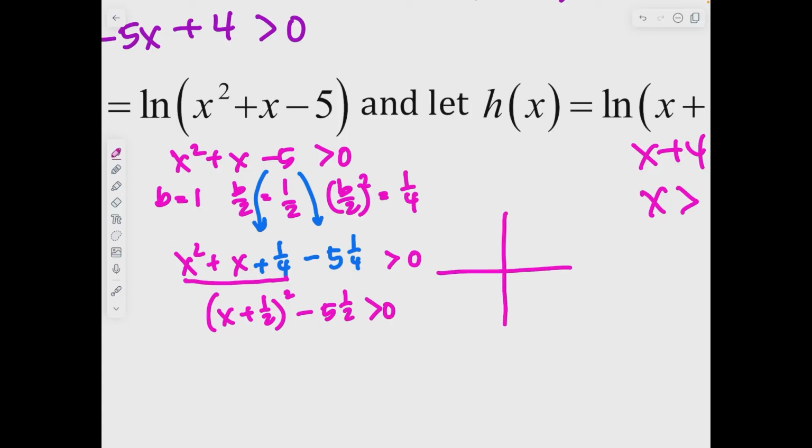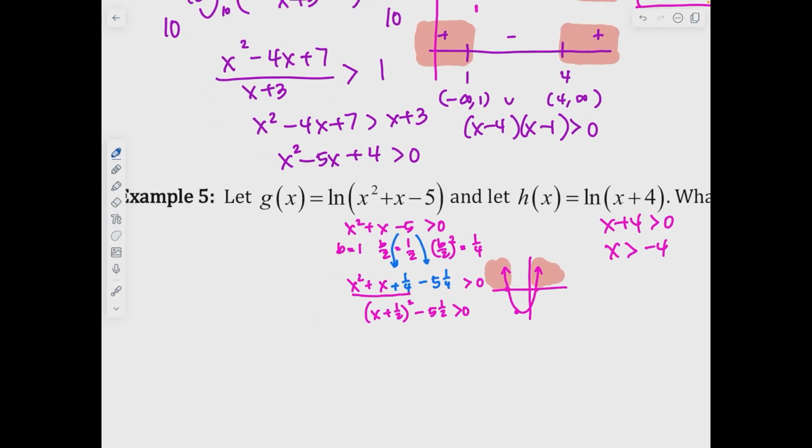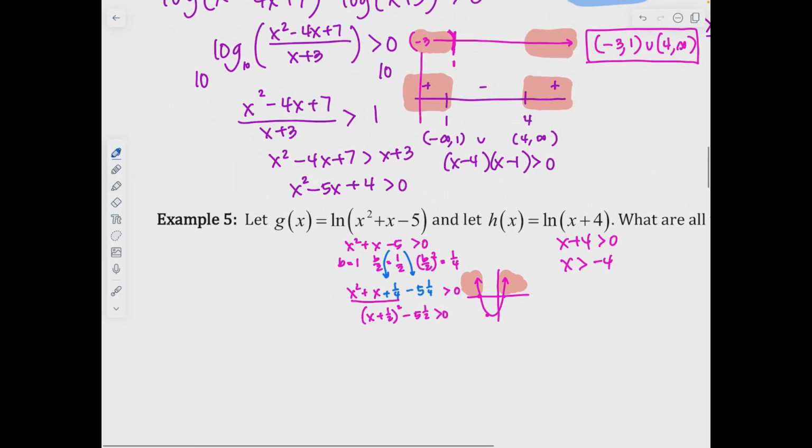Okay? So what I notice here is this: -1/2, -5.5 is down here. My graph opens up, so what that means is I do have two x-intercepts, and it's only greater than 0 to the right and to the left of the zeros. So I'm going to actually have to solve this and try to figure out where those x-intercepts are. And the junk part is this is not going to work itself out nicely.